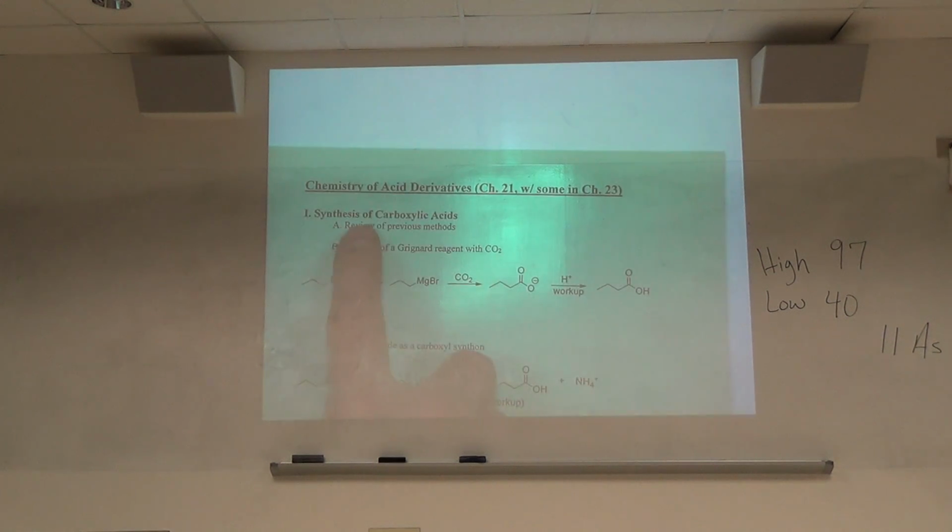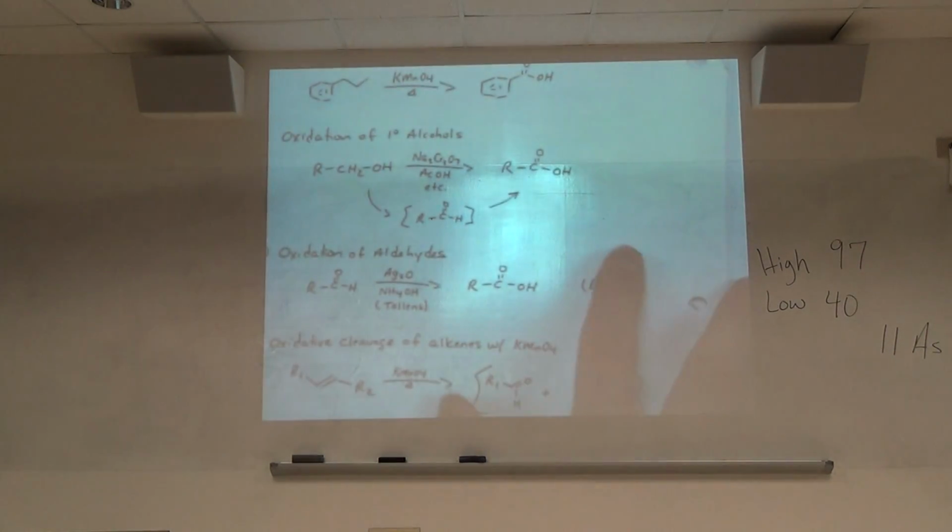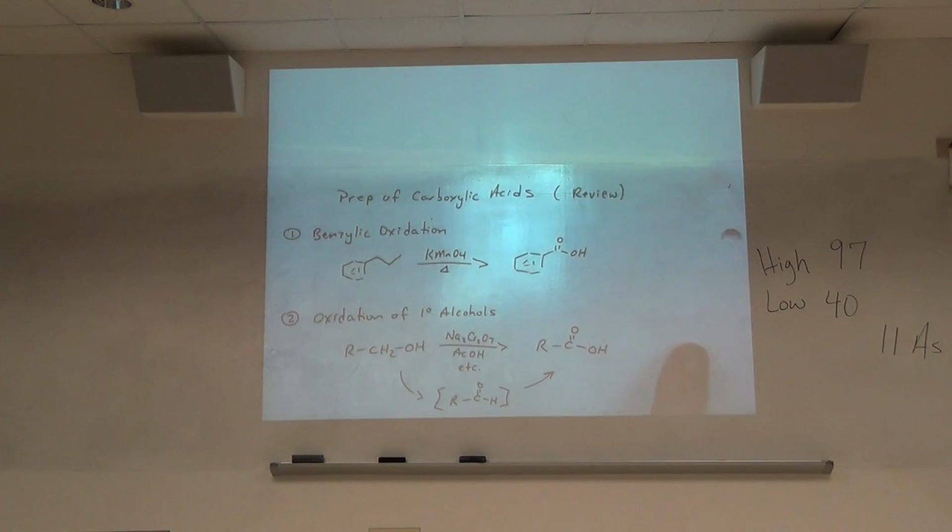First thing we're going to do is look at synthesis of carboxylic acids. And the first thing is going to be a review of previous methods. Okay? So please be going along the green sheet. I would not always go over there and look at it, but that's what we're going to be doing. So, first thing is synthesis of carboxylic acids. A review. How have we synthesized carboxylic acids before?